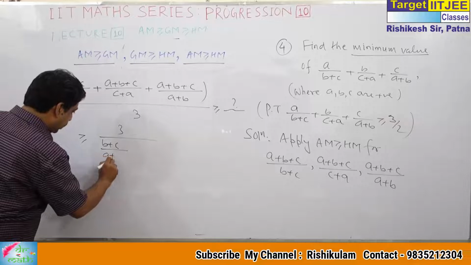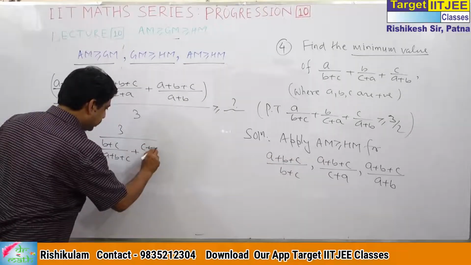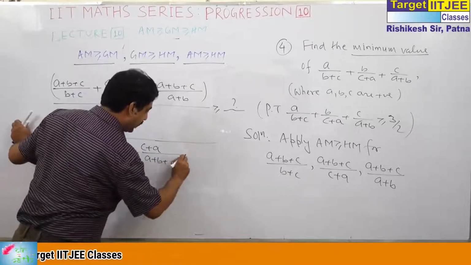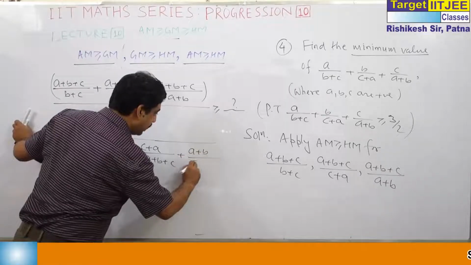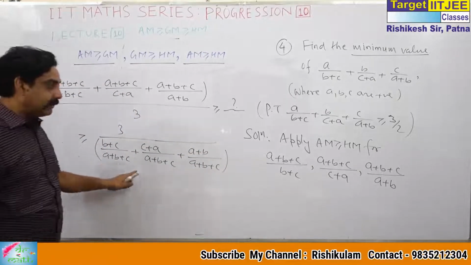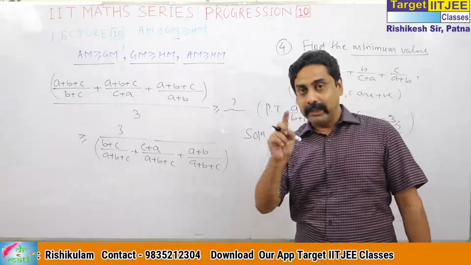B plus C by A plus B plus C. The reciprocal of this is C plus A by A plus B plus C, and the reciprocal of the last one is A plus B by A plus B plus C. Why have I taken A plus B plus C in the numerator now?